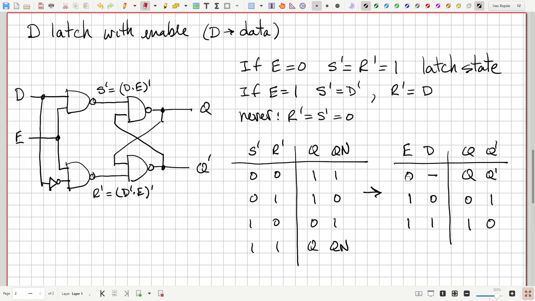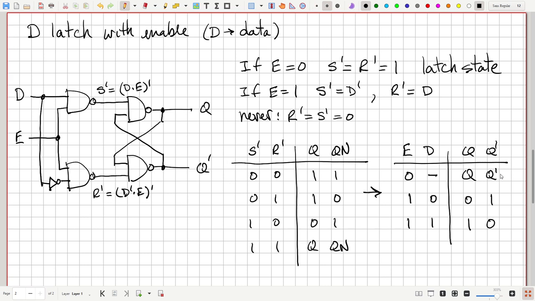If the enable is equal to 0, then we're in the latch state. If the enable is equal to 1, notice we can never be in the latch state because S prime and R prime can never be equal. They always have to differ. One's D and the other's D prime. So if the enable is equal to 1, then for D equal to 0, the output Q becomes 0, and Q prime is just the inverse of that. And for D equal to 1, the output becomes 1. In other words, the output becomes equal to the input data, and then we set the enable to 0, and we latch that. So this is called the D latch.